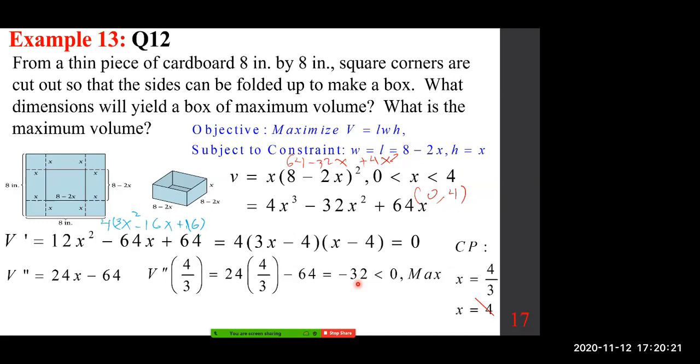Now we go back up here. X is 4/3. 8 minus 2 times 4/3 would be the width and the length. It becomes 16/3. And we are finding the volume by multiplying all of it. So again, we go back to 8 minus 2x. Replace the x with 4/3. We get to the answer.